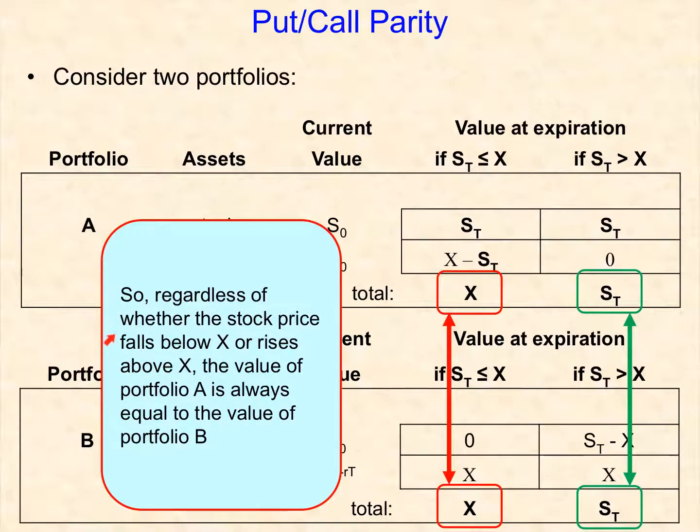So regardless of whether the stock price falls below X or rises above X, the value of portfolio A is always equal to the value of portfolio B. At low stock prices, both portfolios are worth X dollars, and at high stock prices, both portfolios are worth exactly S sub t dollars. So portfolio A has an identical ending value to portfolio B under all possible outcomes.